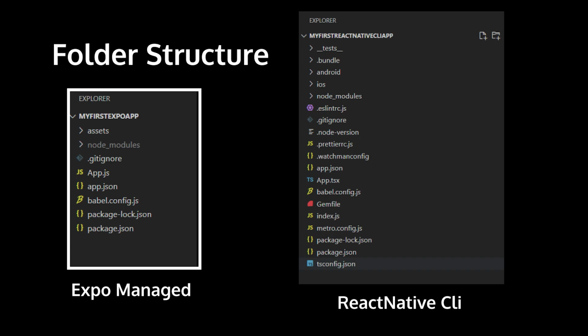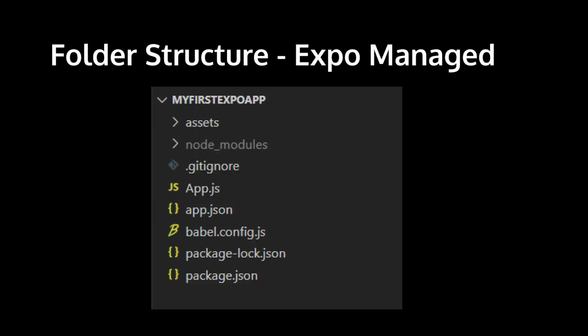In an Expo Managed project, the file structure is designed to be minimal and beginner-friendly. You won't see the Android and iOS folders in the project directory, because Expo manages the platform-specific files for you. This means you don't need to touch or modify these files directly. Expo abstracts away the complexities of building and running your app on different platforms, allowing you to focus more on writing your app logic and user interface.